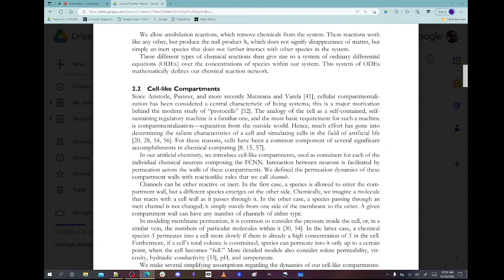And it's actually something they do in artificial life a lot. They work with protocells, which are these vesicles that you can load up with different things. You can boot them up with biochemicals or other proteins, and you can get them to behave like minimal cells, with just enough stuff in it to get it to do things. The analogy of the cell as a self-contained, self-sustaining regulatory machine is a familiar one. And the most basic requirement for such a machine is compartmentalization.